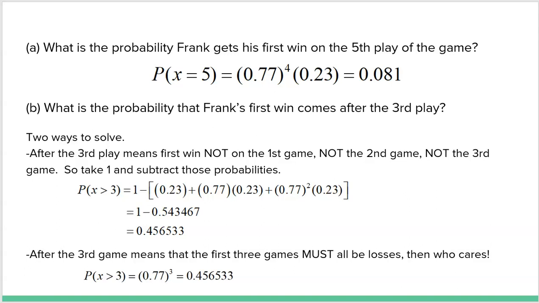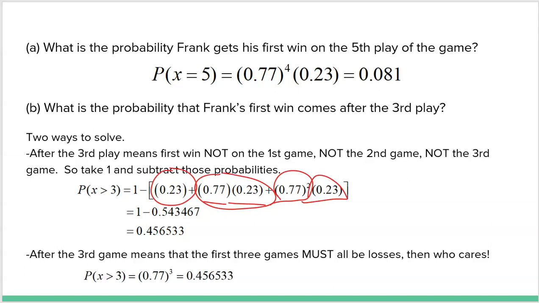Because actually, if you think about it, if I want that first win to happen after the 3rd play, that means the 4th, the 5th, the 6th, the 7th, the 8th, the 9th, the 10th, the 11th, the 12th, the 13th, dot, dot, dot, forever. And I can't sit here and add probabilities that go on towards infinity. But what I can do is think about what I don't want. I don't want it to happen on the first play, which is the 0.23 right here. I don't want it to happen on the 2nd play, which would be 1 failure, then a success. So that's the 2nd play right there. And I don't want it to happen on the 3rd play. So that would be 2 failures and then my success there.